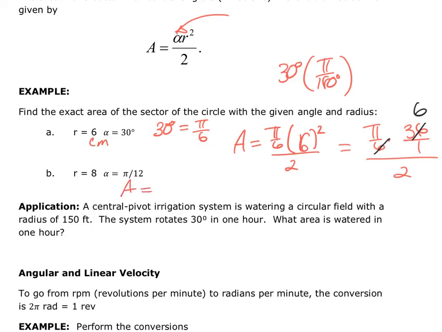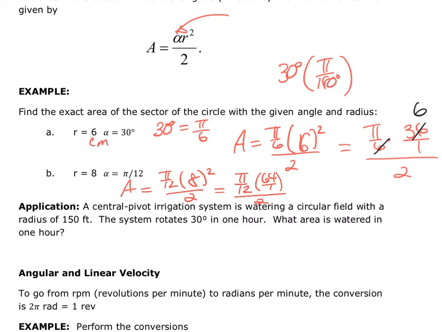On the next example, on B, it's already in radians, so I can go right to my area. So my area is equal to my angle, which is already given to me as pi over 12. Then I have 8 squared, and then divided by 2. So I have pi over 12 times 64 over 1, and then divide that whole thing by 2. The only reason I'm doing this, again, is because I'm asked for exact. If I wasn't asked for exact, I'd just put it in my calculator. But since it does ask for exact, I have to do all of this extra work.